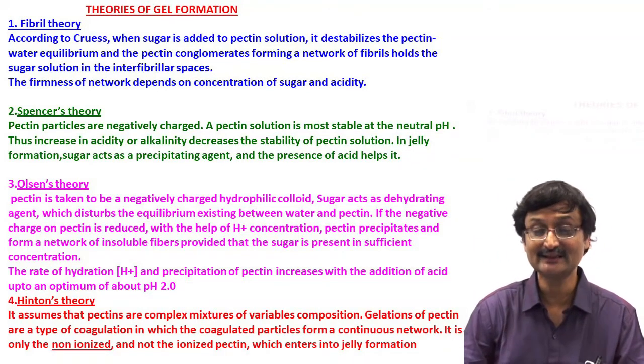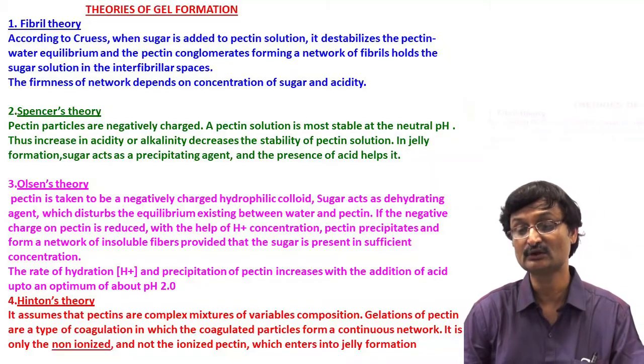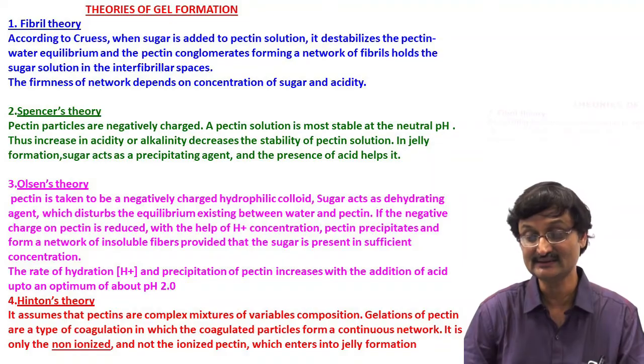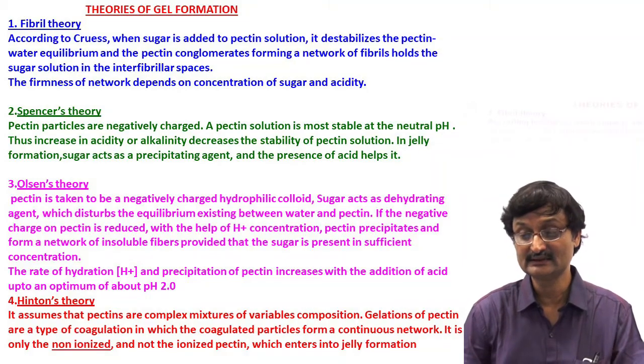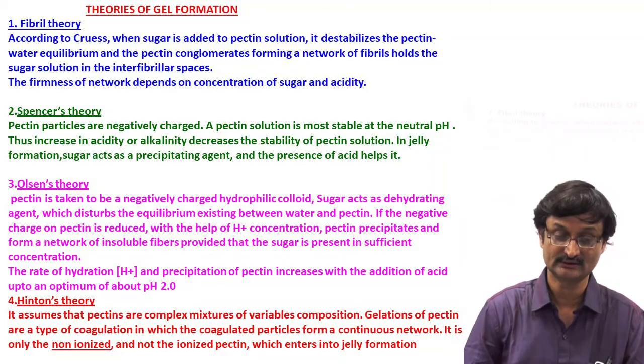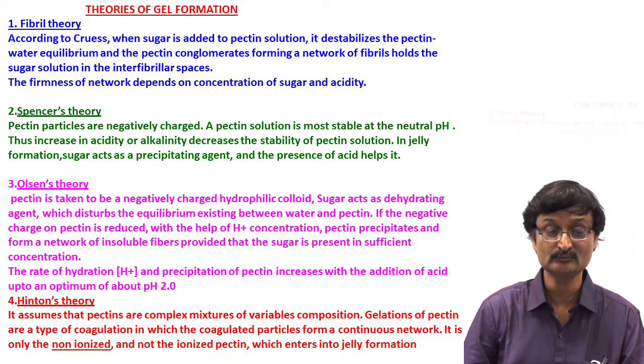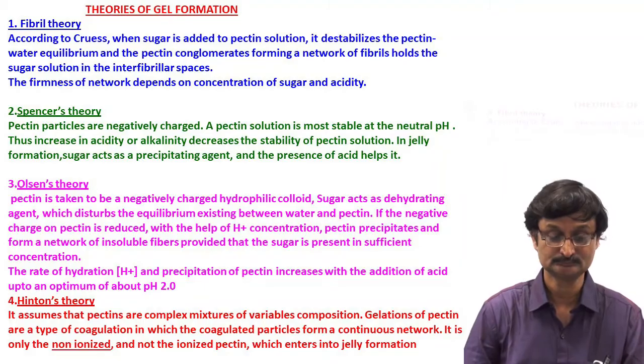Now, the second one is Spencer theory. Pectin particles are negatively charged. A pectin solution is most stable at neutral pH, thus increases in acidity and alkalinity decrease the stability of pectin solution. In jelly formation, sugar acts as a precipitating agent, and the presence of acid helps in it.